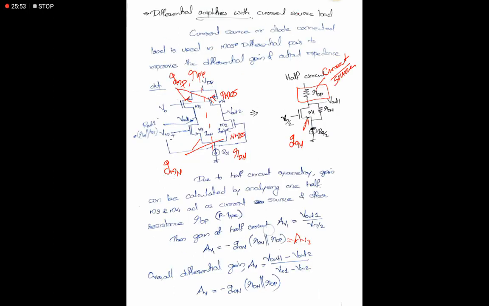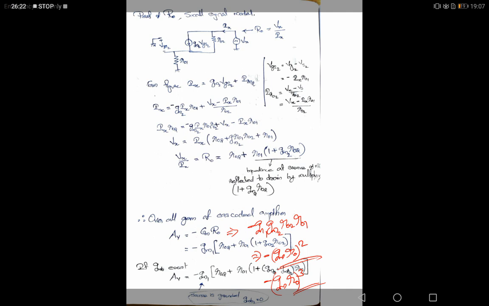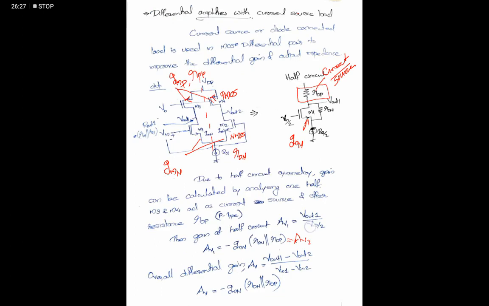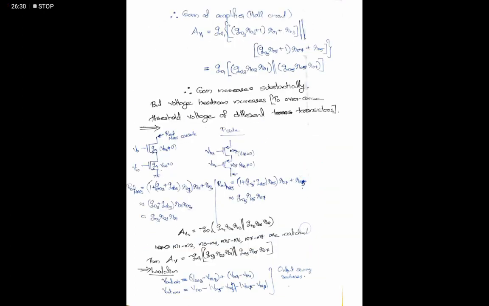Okay, so the final gain of this cascaded configuration is minus GM1 into R0, that is GM2 R02 into R01. Or if all MOSFETs are identical, it becomes minus GM R0, the whole square. Just go through this one, and if three sections are there, it becomes minus GM R0, the whole cube. So this will be the gain of the cascoded configuration.